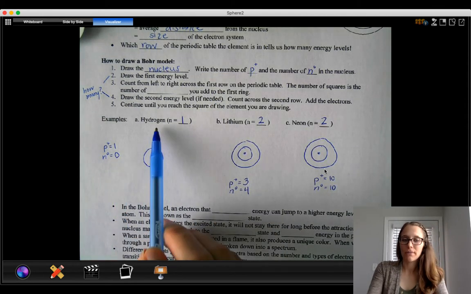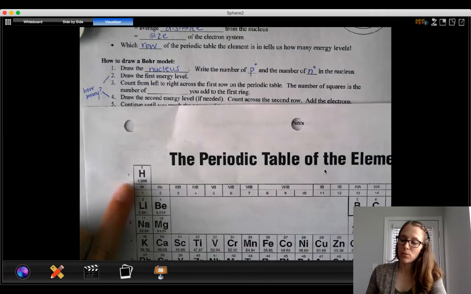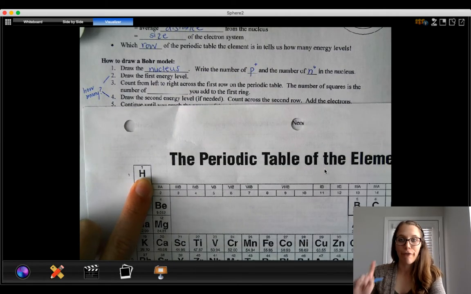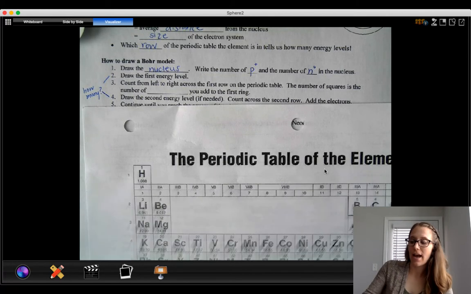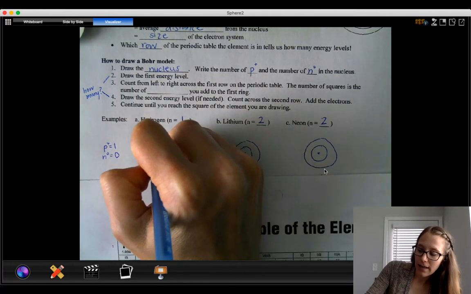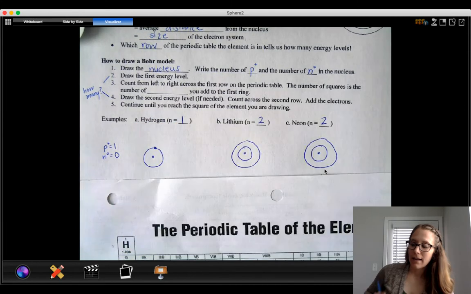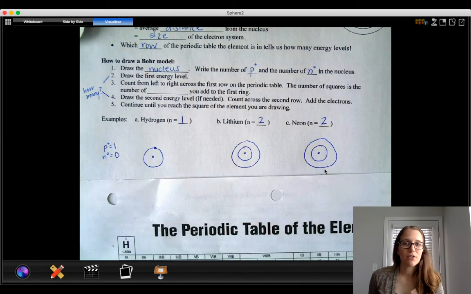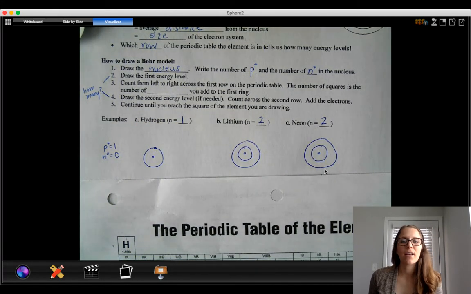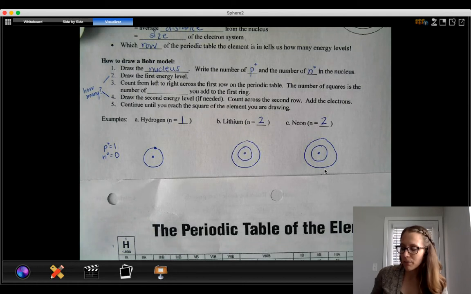So for hydrogen, hydrogen has 1 ring, and how many electrons go in it, I'm just going to count. Hydrogen is the first box. So it's going to have 1 electron in that first ring. And at that point, I've reached the box for hydrogen, so my Bohr model is done. I've ended the story because I got to the element that I wanted to get to.